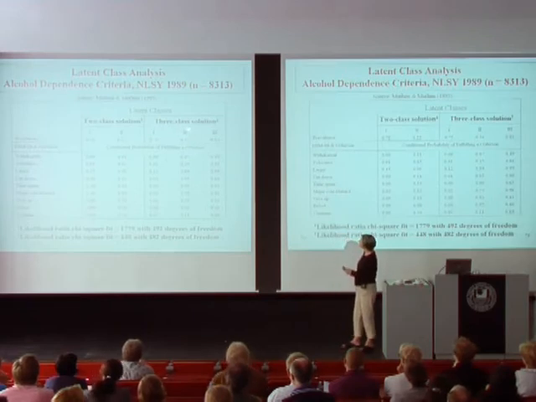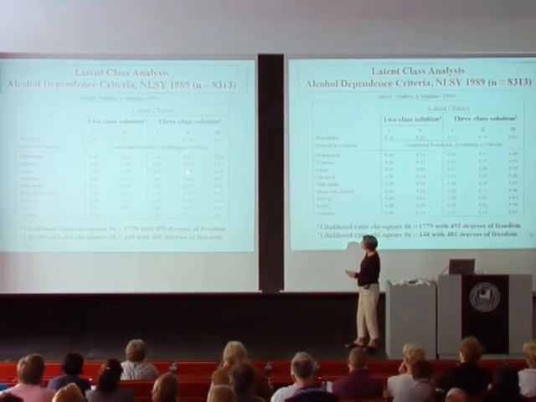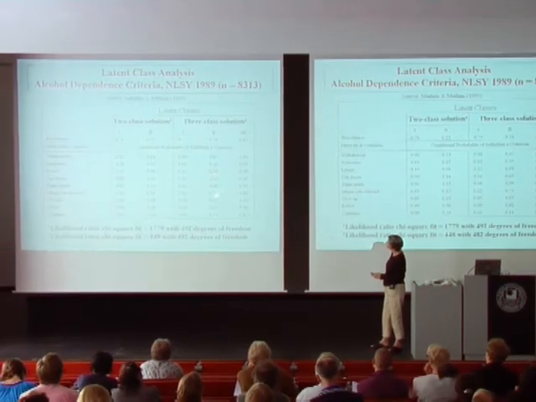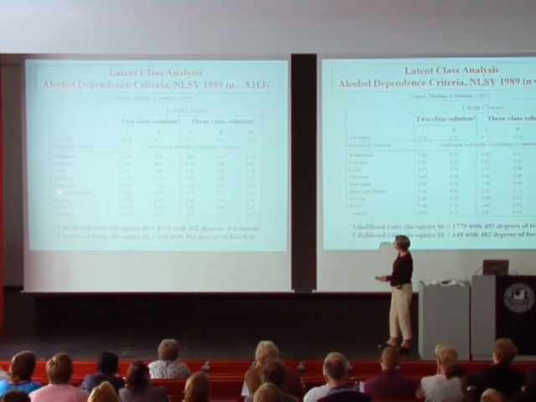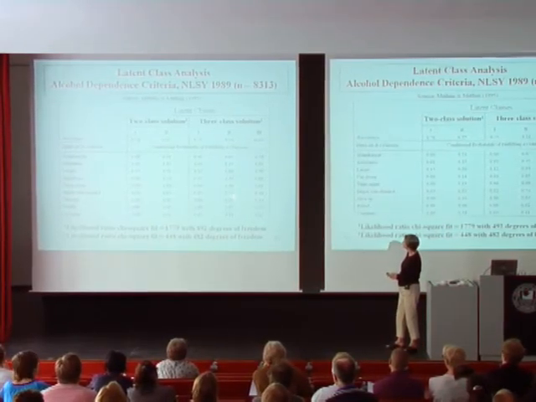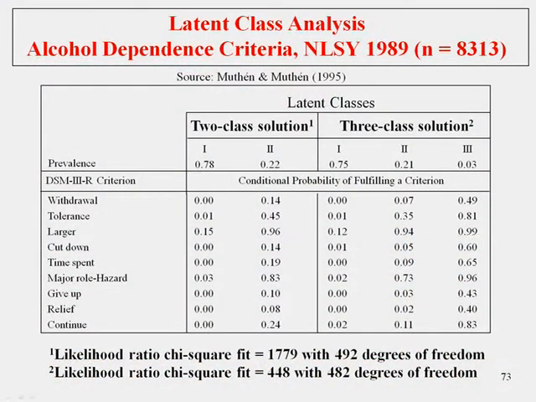Now, class 2 has 21% of the people, and if we take a look at what the largest conditional item probability is, it's also larger, but then also if we go down, we see that this major role hazard is also large for that. So in addition to drinking more than they had intended, they're also perhaps drinking and driving. They're doing some behavior that's dangerous related to alcohol.